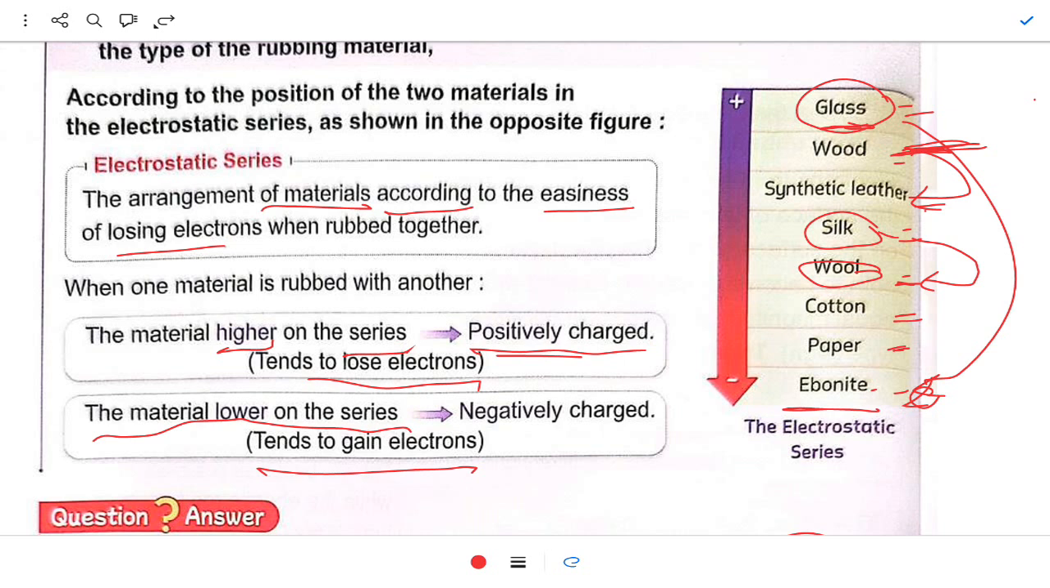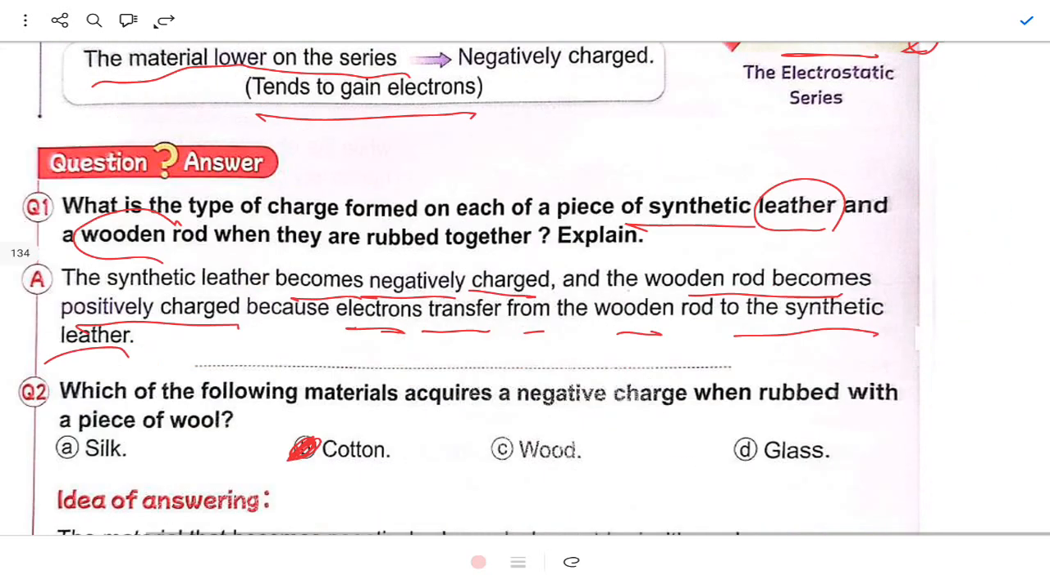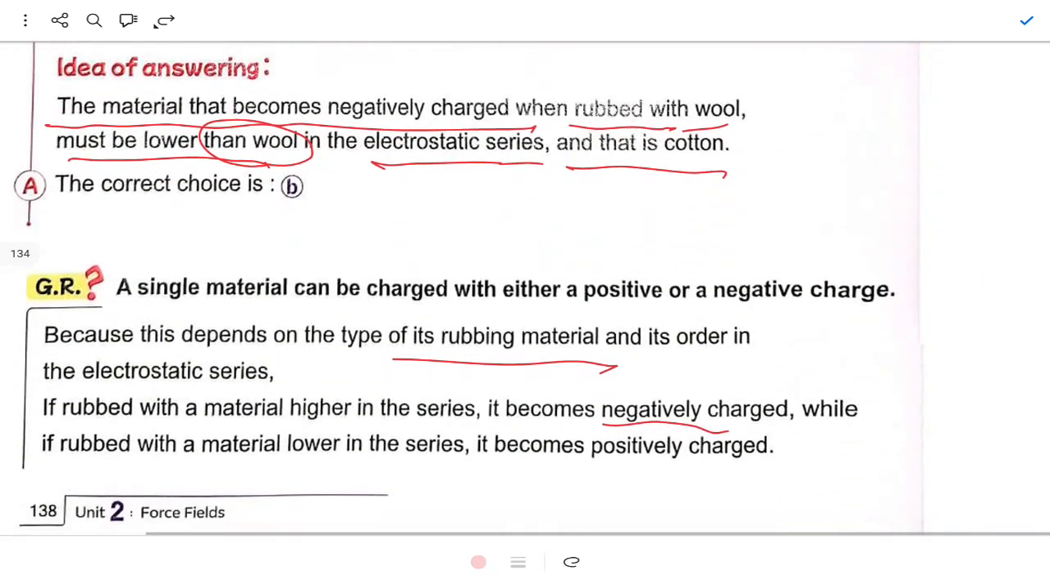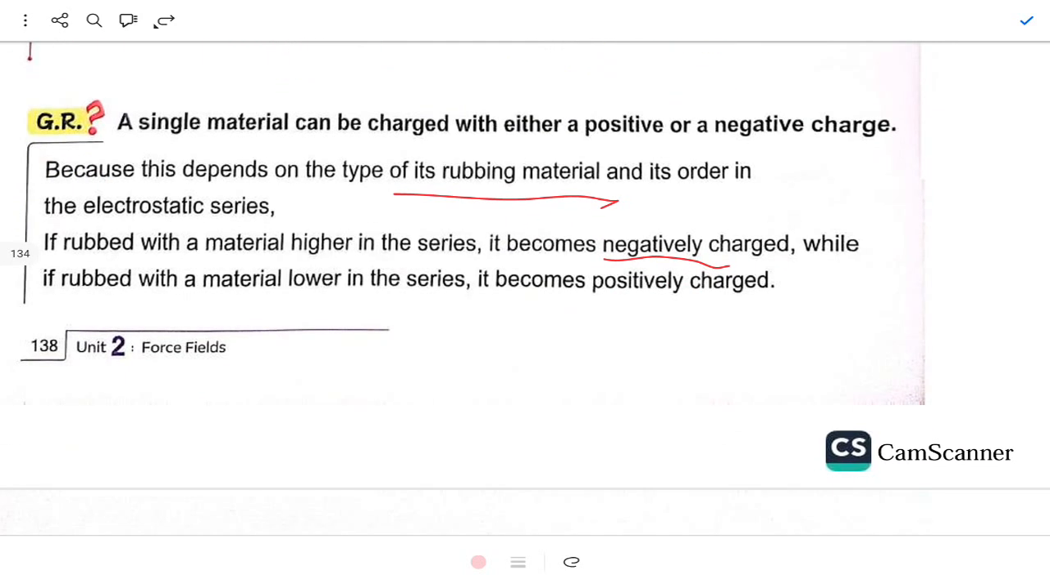If you rub it with leather, the electrons will move from leather to silk, so the silk will be negatively charged. But if you rub it with wool, the silk will be positively charged, because the electrons move from the silk to the wool, the lower material. So if rubbed with a material higher in the series, it becomes negatively charged, while if rubbed with a material lower in the series, it becomes positively charged.